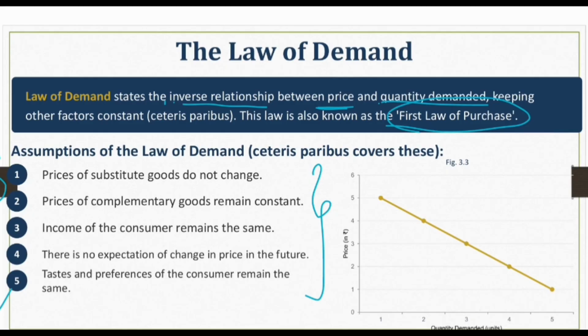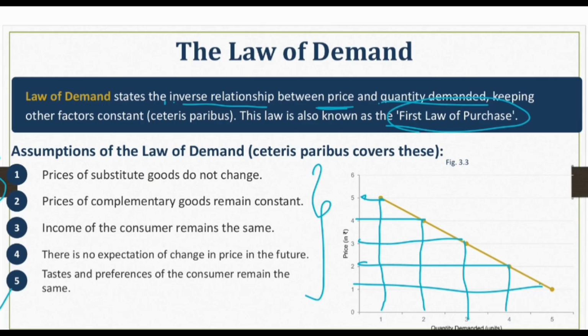As you can see, again, we have a demand curve right here. You can see it is downward sloping. At rupees 5, I am demanding only one unit of the commodity. At price 4, now I am demanding 2 units of the commodity. At price 3, I am demanding 3 units. At 2, 4, and at 1, 5. So here, as my price is decreasing, my quantity demanded is increasing. So I hope this is clear.